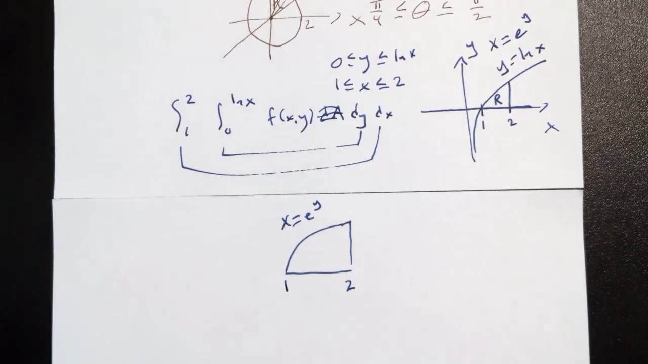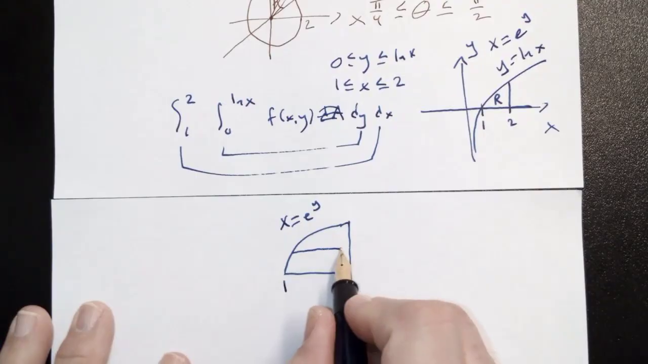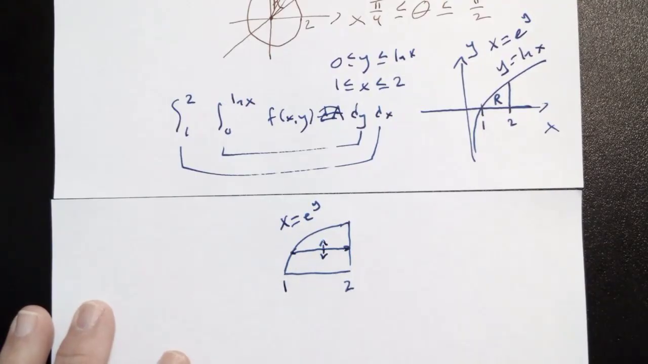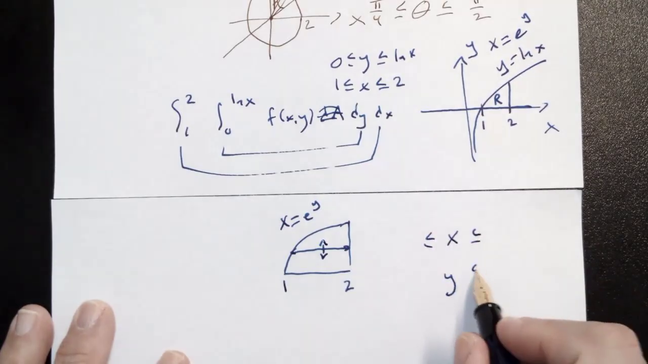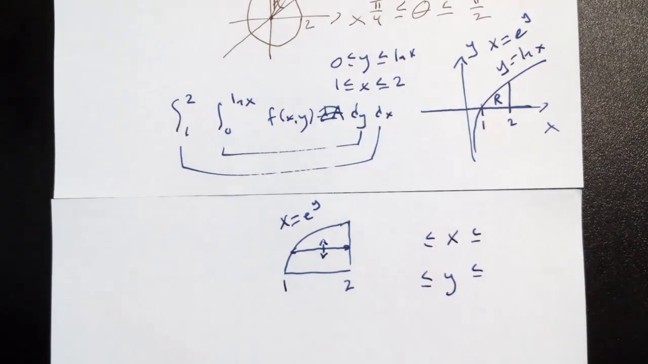We were doing this dy dx. Now I want to do it dx dy. Functions on the top line, numbers on the bottom line.